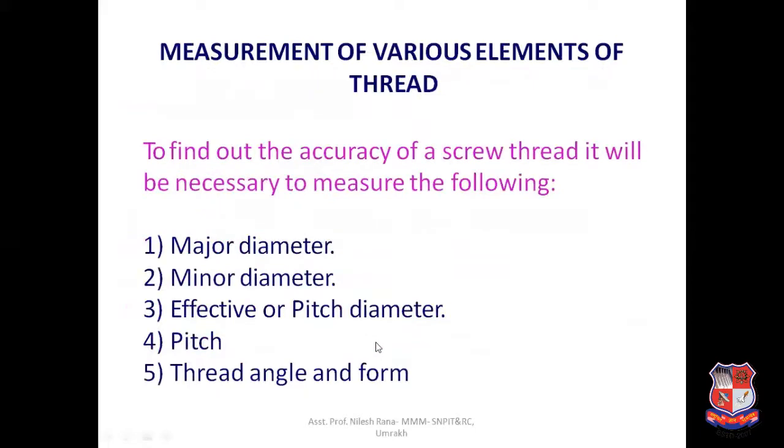So here we will see the measurement of various elements of thread. We have already discussed the screw terminology: the major diameter, what is minor diameter, what is effective diameter, what is pitch, what is thread angle. Now this is the method to measure the various elements of thread. For the screw thread, it will be necessary to measure the following: the major diameter first, then minor diameter, then effective diameter, then pitch, and then thread angle. So today we will see how to measure the major diameter.